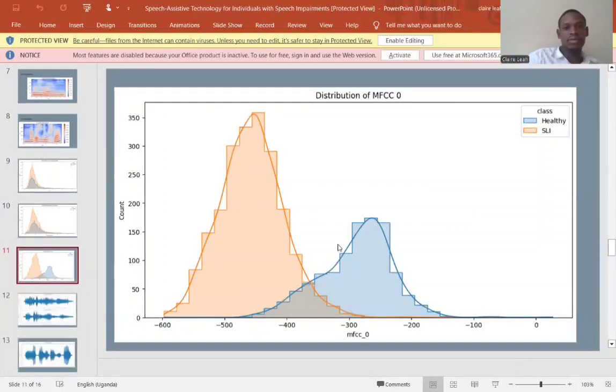Next is the MFCC, the Mel frequency cepstral coefficients. In the MFCC, this is about the frequencies that represent human perception. So you're going to realize that the SLI, the sick children, have a very high MFCC as compared to the healthy children.